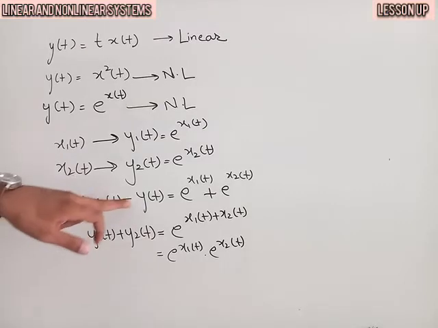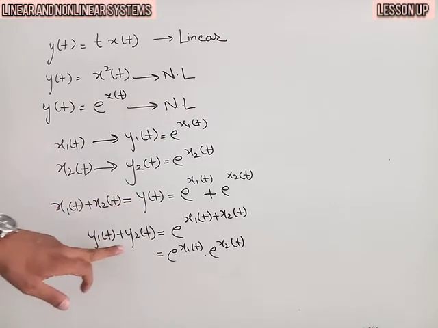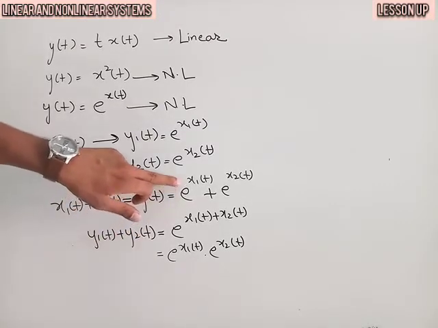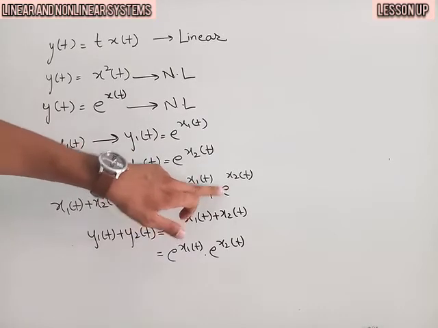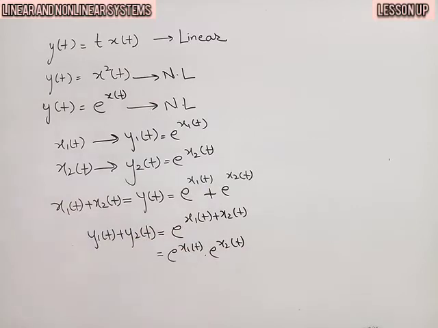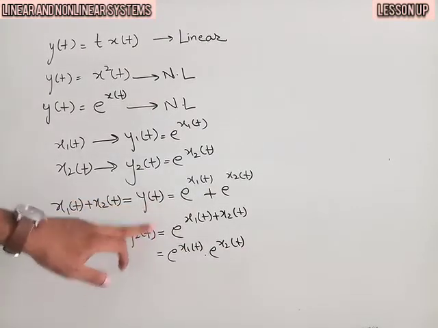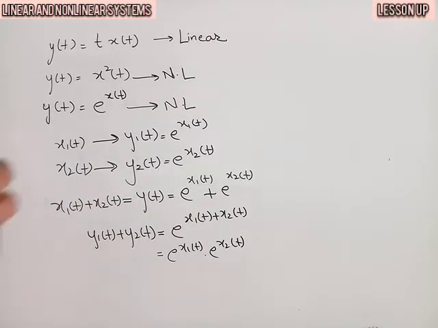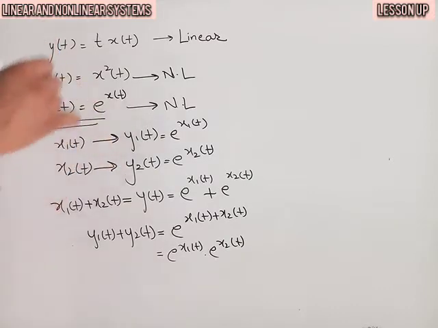So, we can tell that y of t is not equal to y1 of t plus y2 of t, because this is e to the power x1 of t plus e to the power x2 of t, and here it is e to the power x1 of t into e to the power x2 of t. So, these two equations are not equal. So, our system is non-linear.